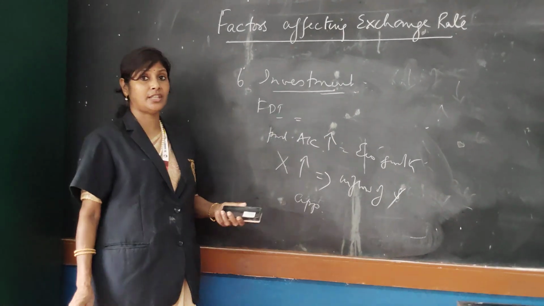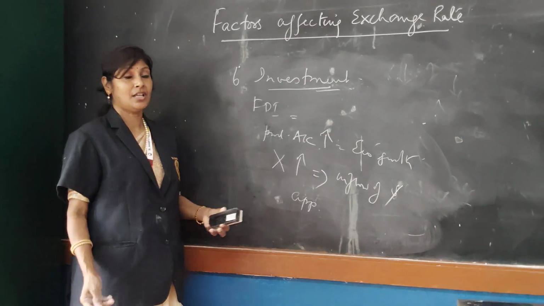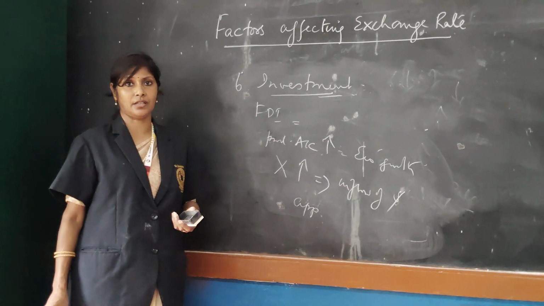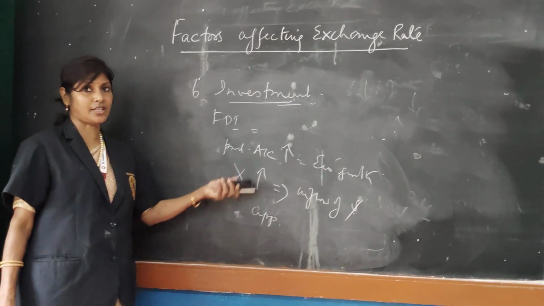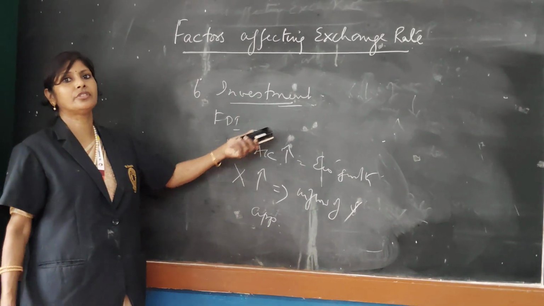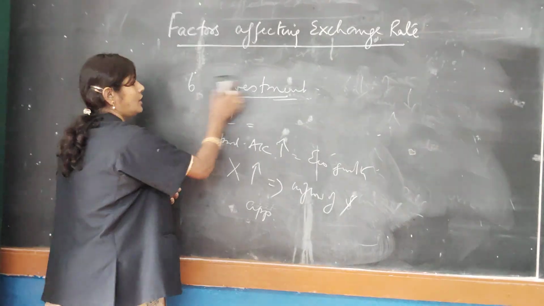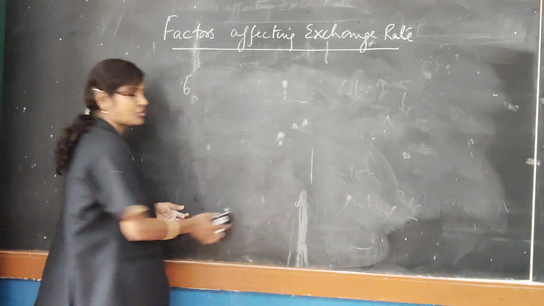Whenever you see that on a yearly basis the investments from the foreign direct investors are less, then there will be a vice versa effect. So there will be a depreciation if they do not concentrate on foreign direct investment. So this is how we explain the effect of investment on the exchange rate.